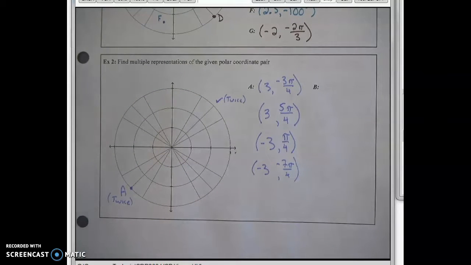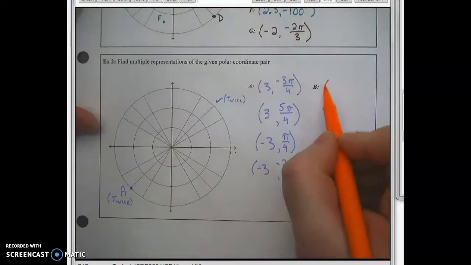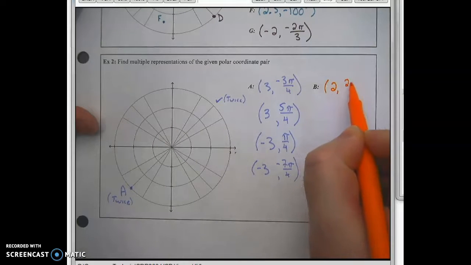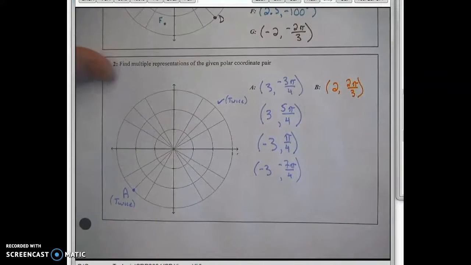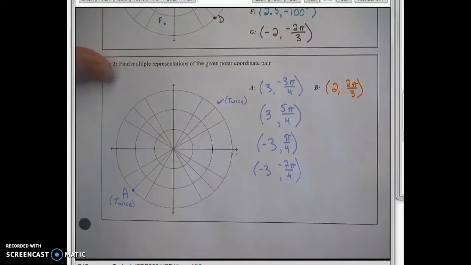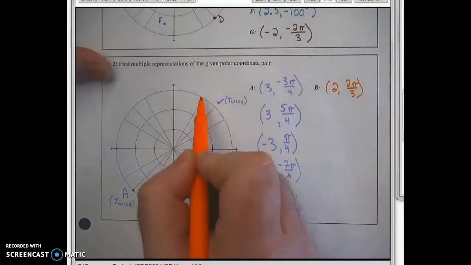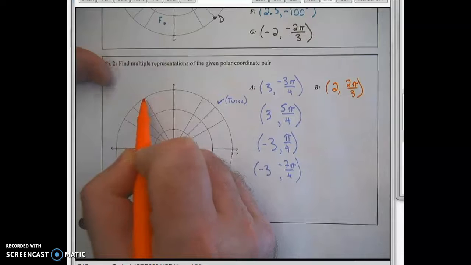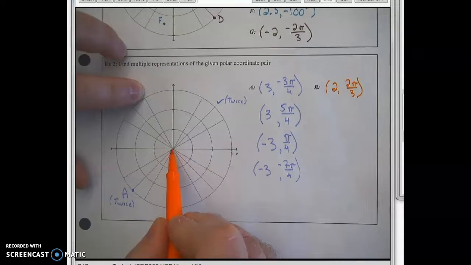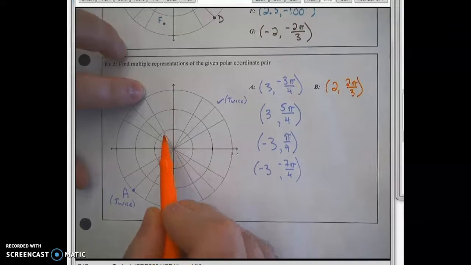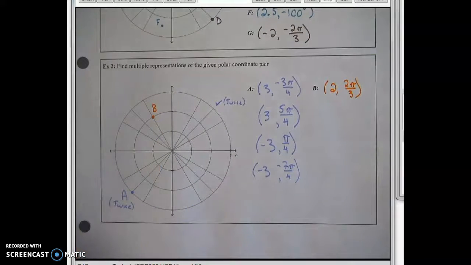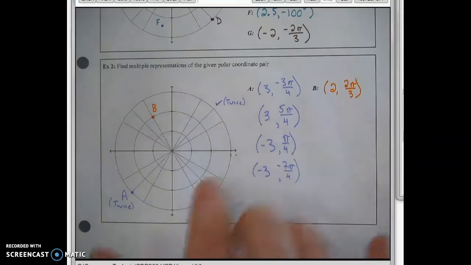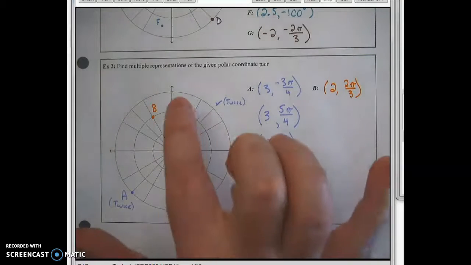All right, here's yours. You are going to try to do the point 2, comma 2 pi over 3. First of all, you got to figure out where that is. Pause, figure out where that is. Okay, unpause. Hopefully you've unpaused and figured out that we're counting by 60s. We're going 2 of them. So there's my angle. Here's my rotation. There's my origin. I'm going towards it, a positive 2. So there's the location of the point B. All right, pause again and try to figure out the other 3 different ways that you could get to the point B.